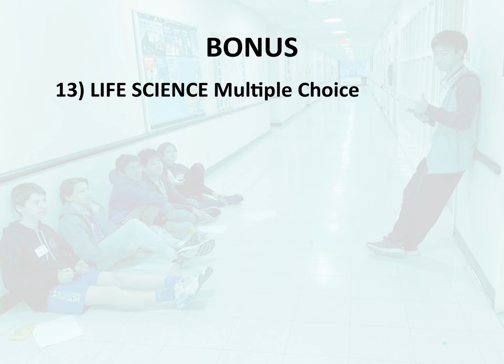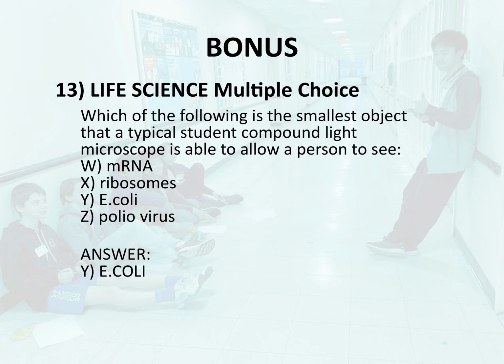Bonus 13. Life science. Multiple choice. Which of the following is the smallest object that a typical student compound light microscope is able to allow a person to see? W. mRNA. X. Ribosomes. Y. E. coli. Z. Poliovirus. Answer: Y. E. coli.